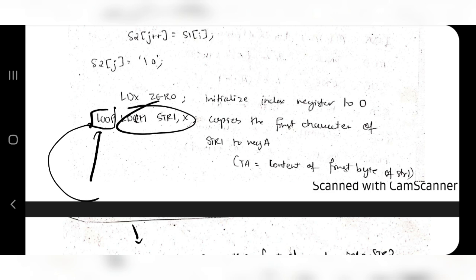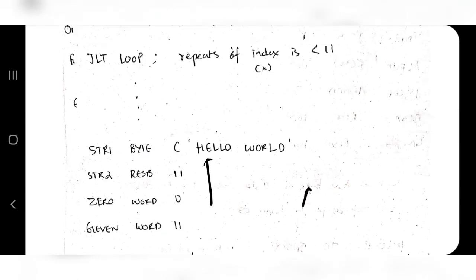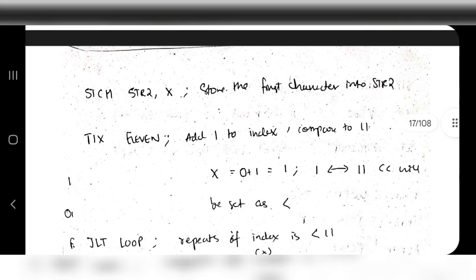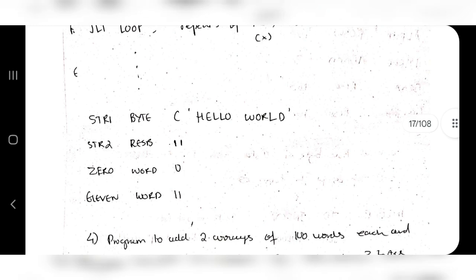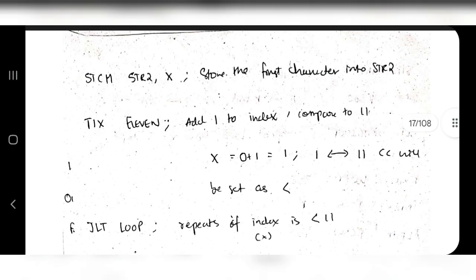Now the x value is not 0, it is 1. So str1's 1st location will be loaded by LDCH into register A. The 1st location of str1 is nothing but E, so E is stored in register A. Then the next operation, STCH, stores from register A into str2's xth location, which is the first location. str2 was first having h here, and in the first location E will be stored. Then again I come here, TIX 11.